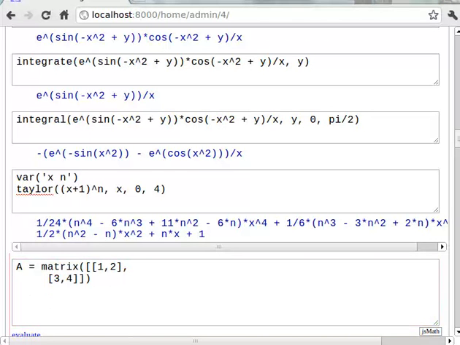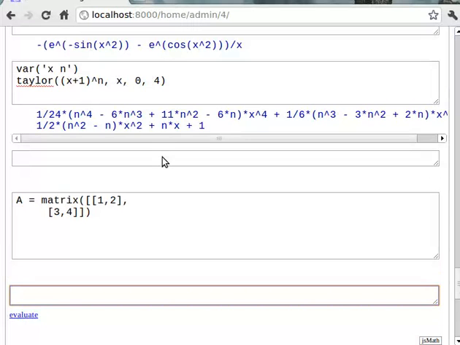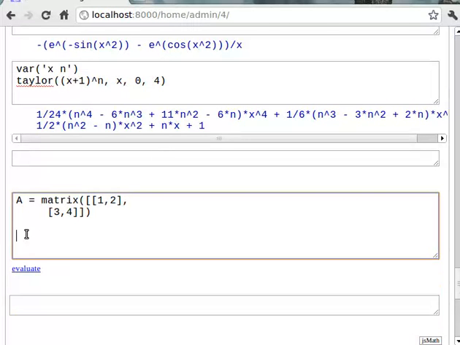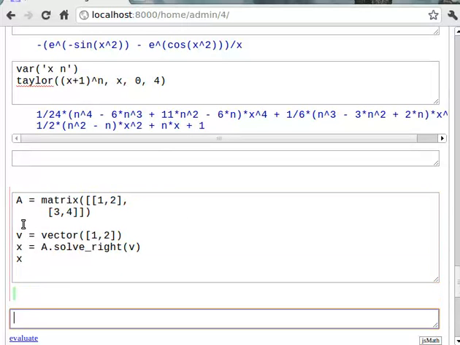Then you have to type x. To solve an equation x A is equal to V, we simply say x is equal to A dot solve underscore left within brackets V.